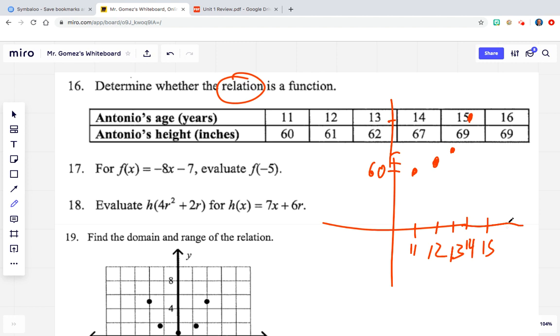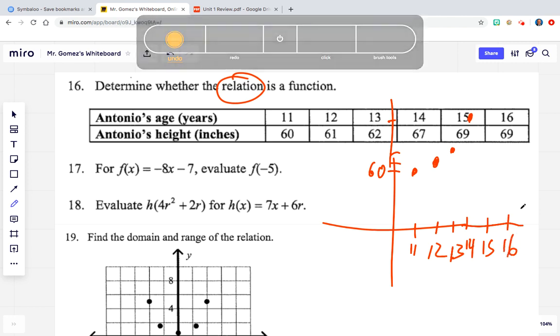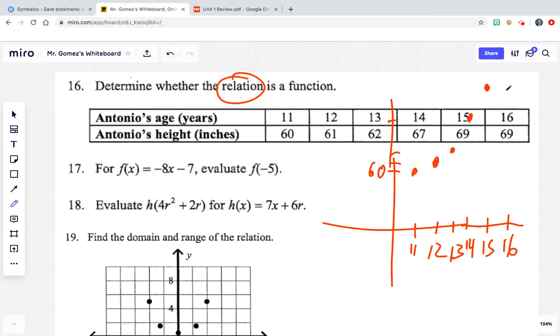15 will be at 69, and 16 will be at 69. So let's put 16 here, and 69 is about here, and 69 is about right there. So nonetheless, they pass the vertical line test. Like if I had a vertical line that I was just scrolling over to the right, none of them would, like we said in class, double beep, if you will. They wouldn't have one x value with two different y values, thus passing the vertical line test.